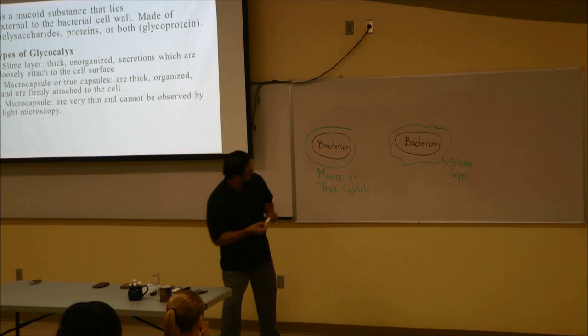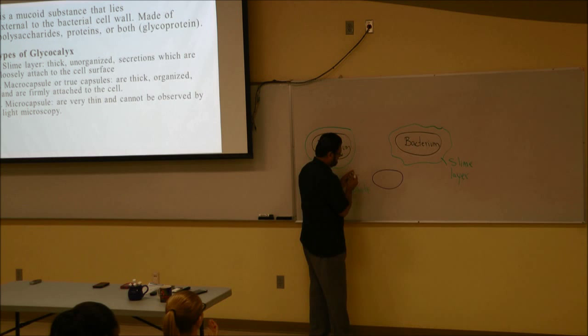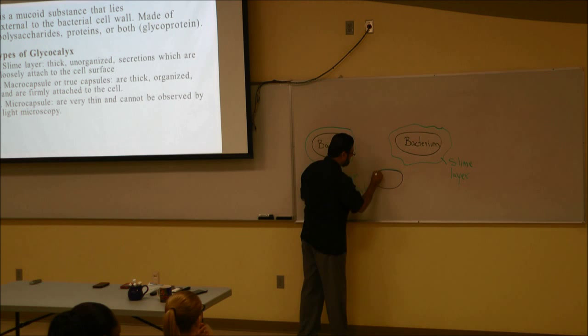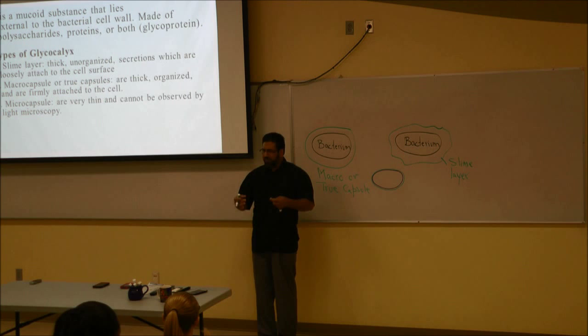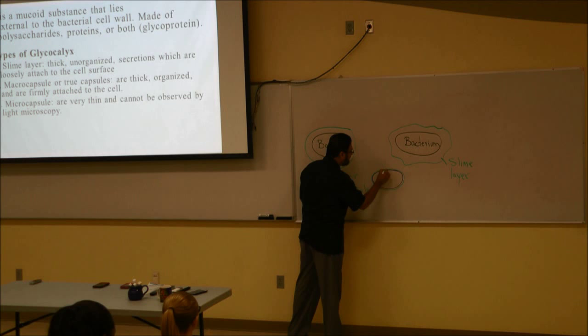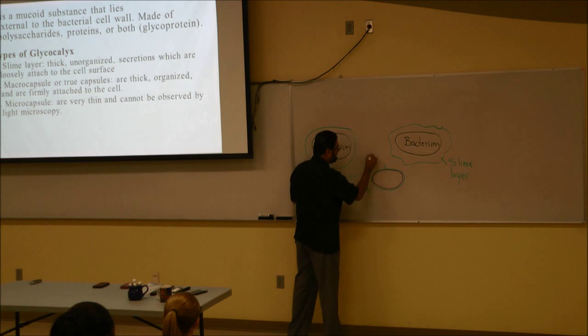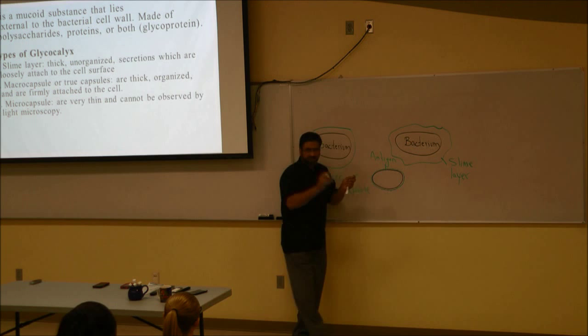There's a bacterium, and here's a microcapsule on this bacterium right here. Remember, it's so tiny that you cannot see it except with an electron microscope. But if you want to reveal its presence, if you want to find out if the bacteria has it or not, what can you do? Remember, all biological entities have what on their surface? Antigens. So this capsule also has antigen on its surface.